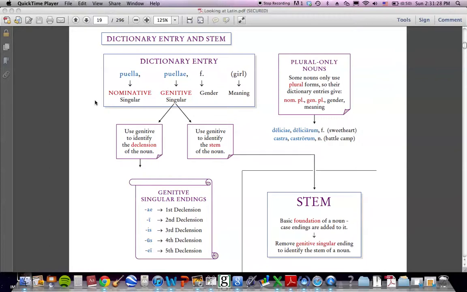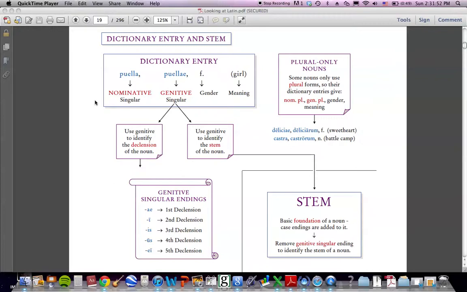Therefore, it is crucial for us to know the declension of the nouns, and it is crucial that we are able to identify which function the noun has. So, in order to talk about nouns, we need to know a few things.